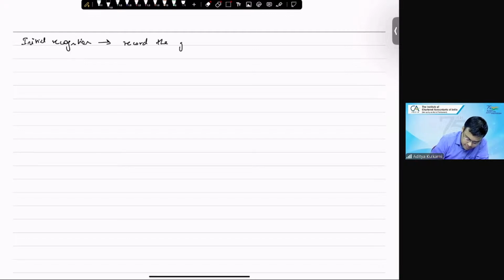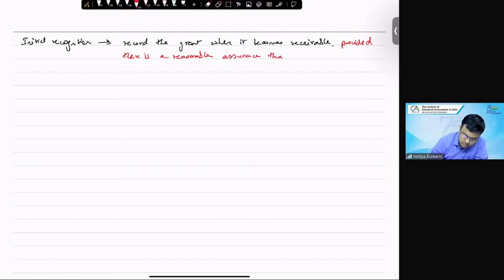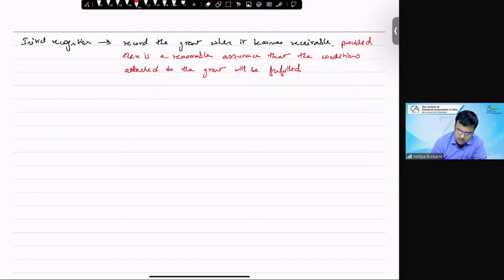Record the grant when it becomes receivable, provided there is a reasonable assurance that the conditions attached to the grant will be fulfilled.